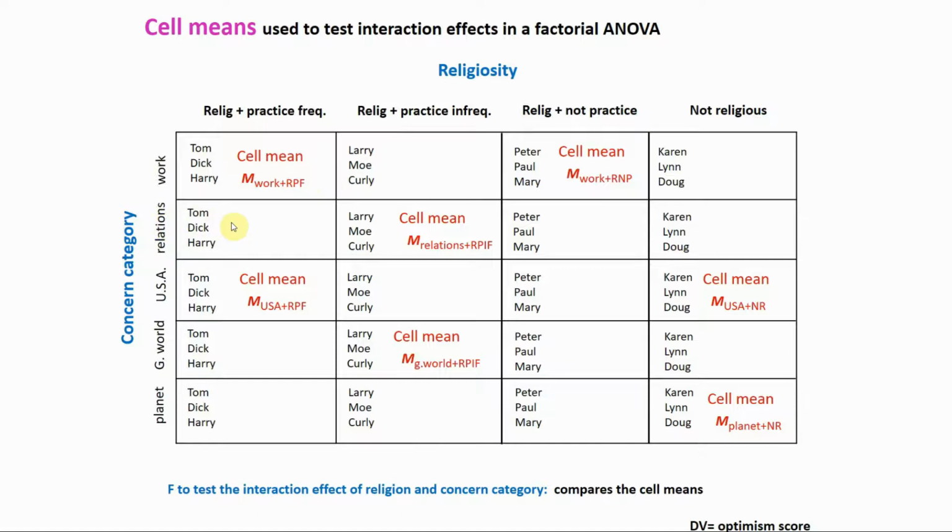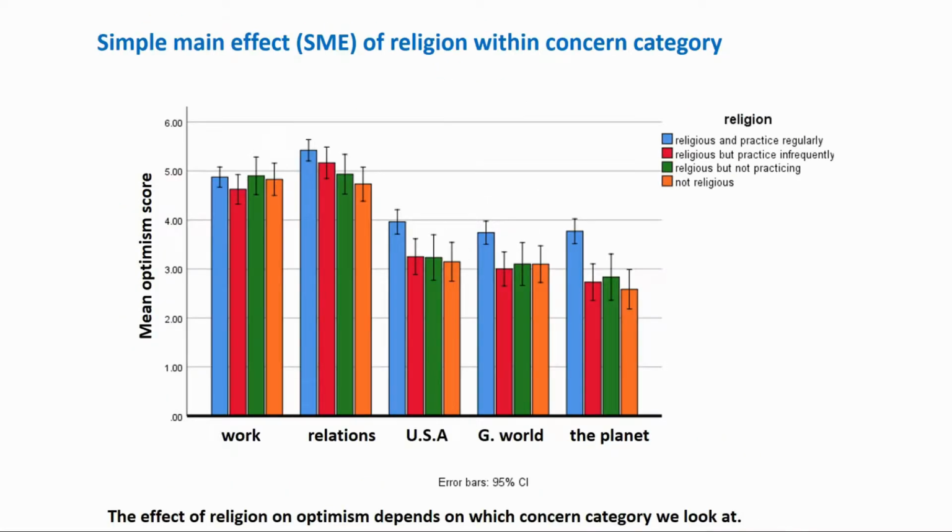These are called tests of simple main effects. I'm going to show you using a picture and hopefully a graph, and hopefully it'll be a lot more clear. So let's look at that. First of all, here are the cell means plotted. We have the different groups of religiosity, and we've plotted those for the work category. And then the same thing, the different means of religiosity, but for relationships, and so on. Now let's just take this one here first.